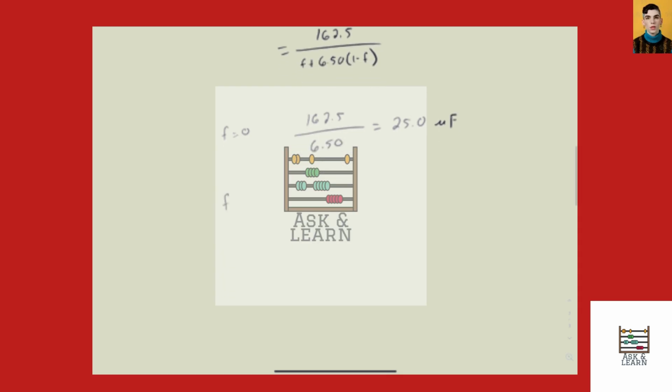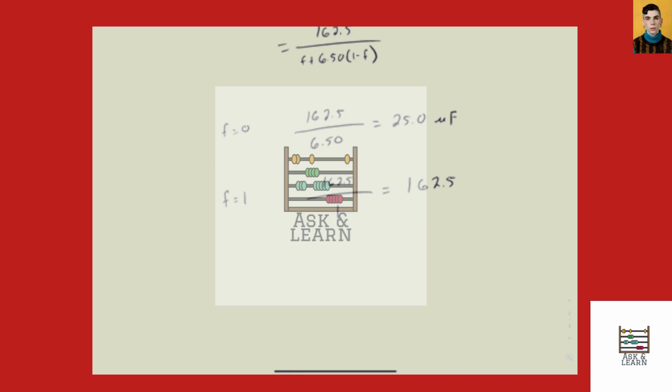And now if F is 1, that means the entire capacitor is filled with the liquid, so it should just be the original capacitance times the dielectric constant. And we get 162.5 over 1 plus 6.5 times 0, so this is just 1, which is 162.5, which is 25, the original capacitance, times 6.5, which is the dielectric constant. So this is kappa times the original capacitance.